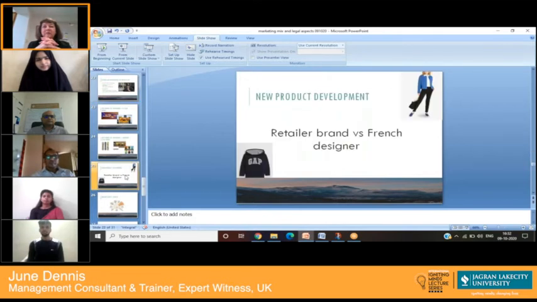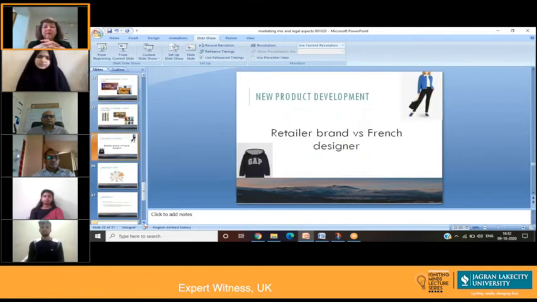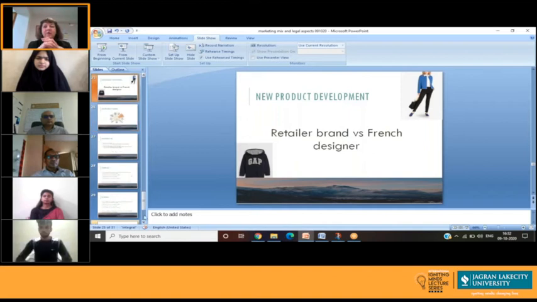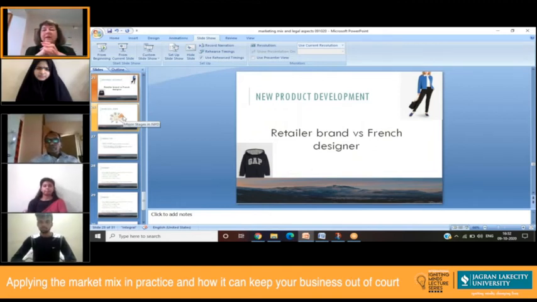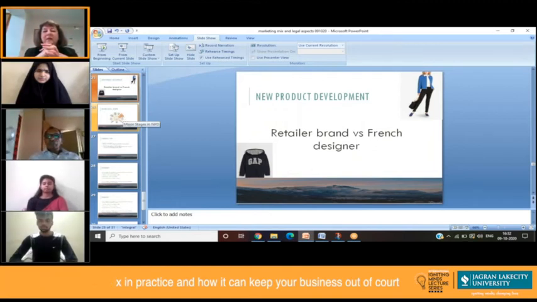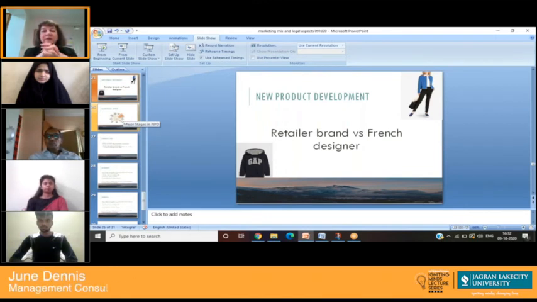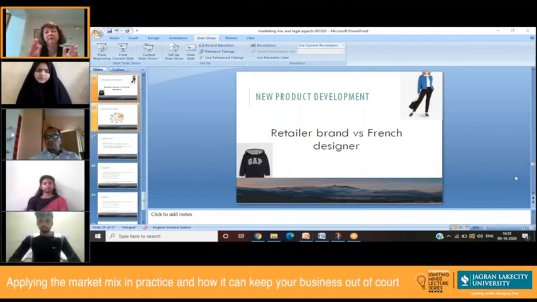And this just shows the importance of product development because the French fashion designer designed a garment 40 years ago and then claimed that the Gap, the retail brand, had copied it. And on this occasion, the Gap lost because they couldn't show how they developed the product. And so maybe somebody had copied it. I'm sure they didn't, but nobody kept a record of their new product development process. So that just shows the importance of new product development process, recording every step.